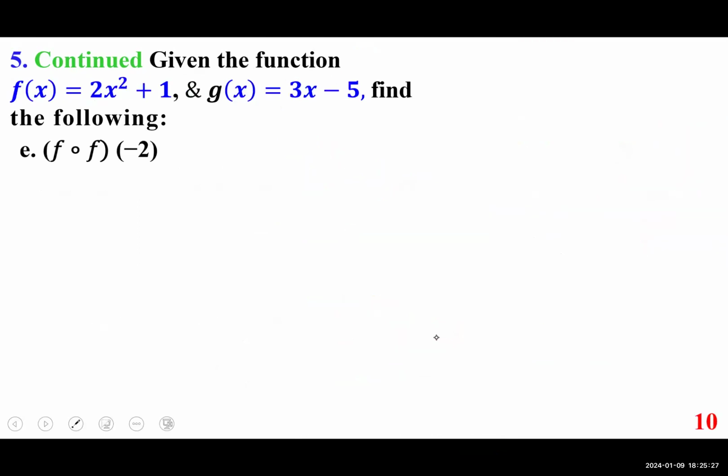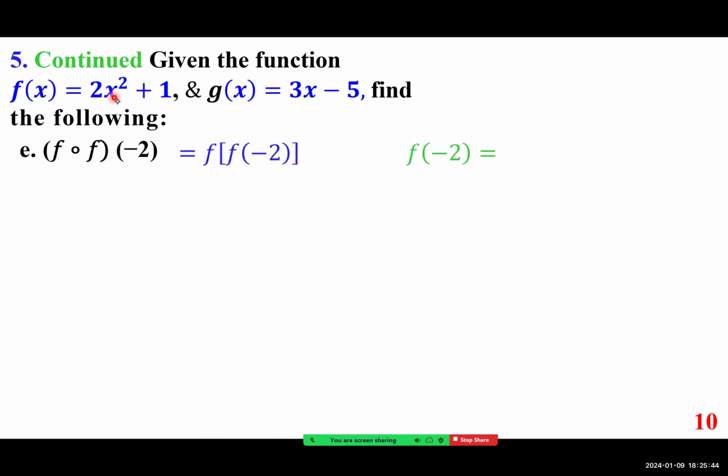Let's find f of f of negative 2, which means we're going to rewrite this as f of f of negative 2. First we have to find f of negative 2. So what is f of negative 2? Replace the x with negative 2. F of negative 2 is 2 times negative 2 quantity squared plus 1. This is positive 4 times 2 makes it 8, plus 1 makes it 9.